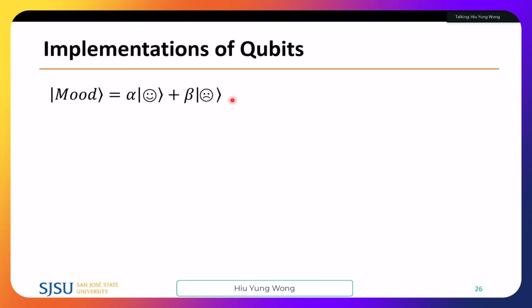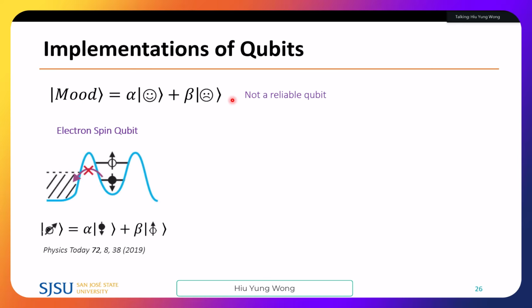Well, this is just for fun, my mood, right? You ask me, what's my feeling today? 90% happy, 10% sad, right? Maybe happy because I can give this talk. Sad is that I need to have lunch later, for example. But it's not a reliable qubit.